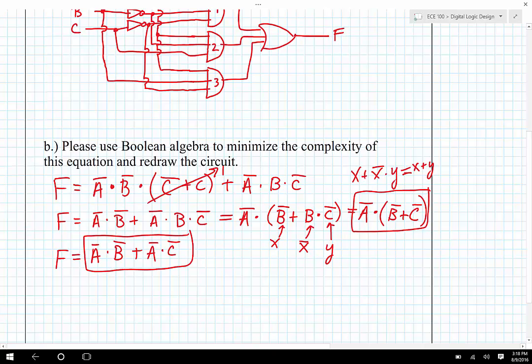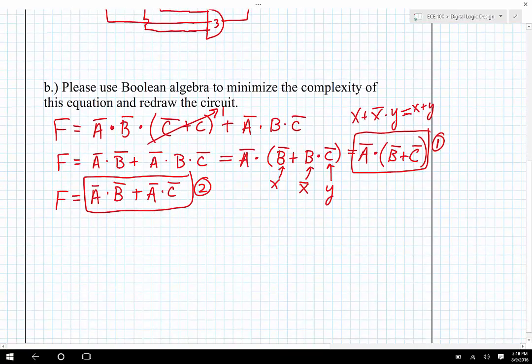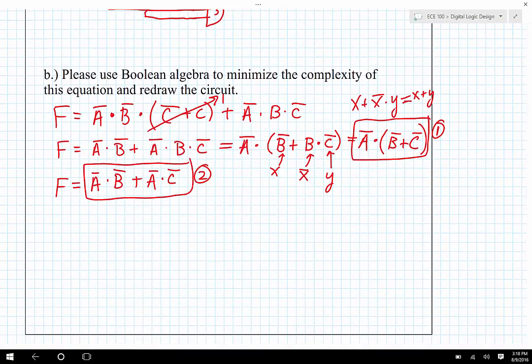Now, the good thing about solution number 1 is that it is probably going to be the simpler solution. The good thing about solution number 2 is that it is in sum of products form. For now, it says minimize the complexity. That means to make it as simple as it can be. So I'm going to take expression number 1.